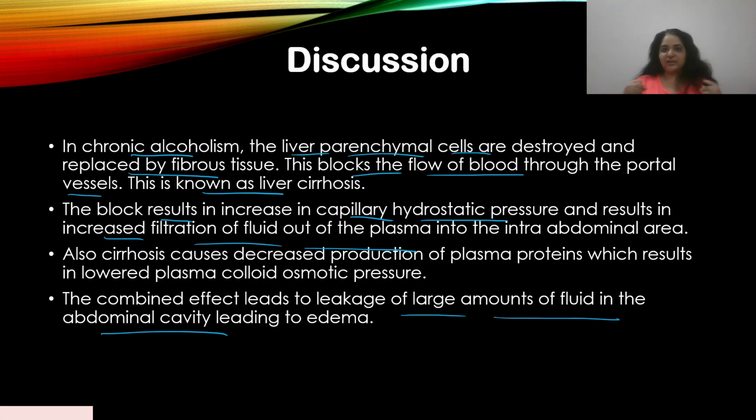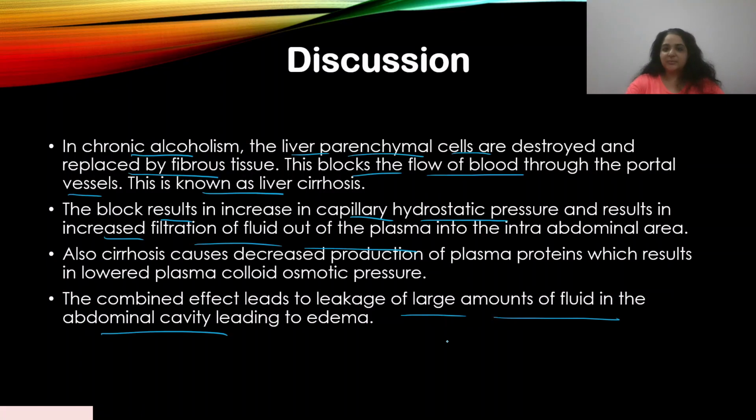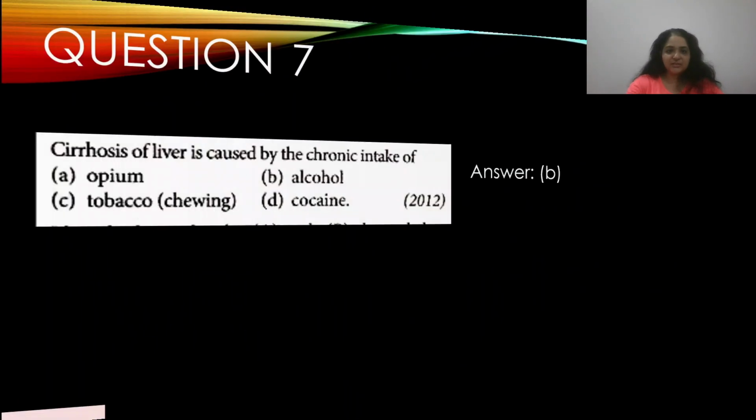Now the capillary hydrostatic pressure increases, and there's decreased plasma protein also, so it's not able to maintain that osmotic pressure. There is too much leakage of fluid into your abdominal area, and your abdominal area becomes big, and obviously that leads to edema. That's called edema. So to pump out that liquid from the abdominal area. So yeah, oops, sorry. That's basically what liver cirrhosis means.